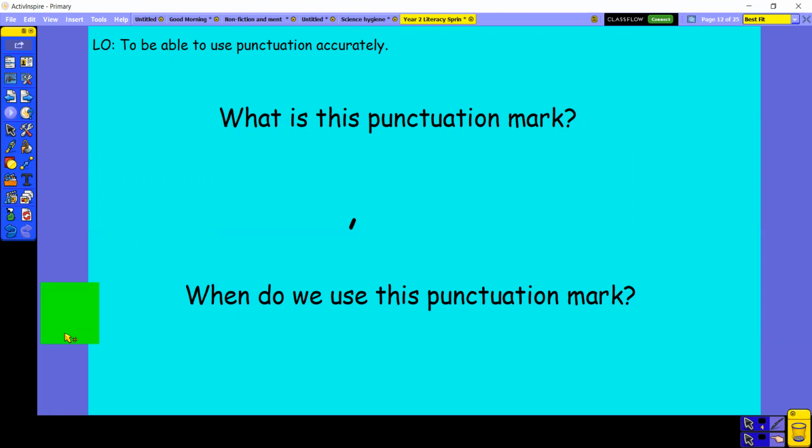Now we use this punctuation quite a lot in our writing. We can use it when we come to an end of a clause. We can use it when we have different sentence starters, and we use it when we're writing a list as well. So if we've got a list of lots of different things, we'll put a comma in to break it up. Not forgetting that we always use an and between the last two items of our list as well.